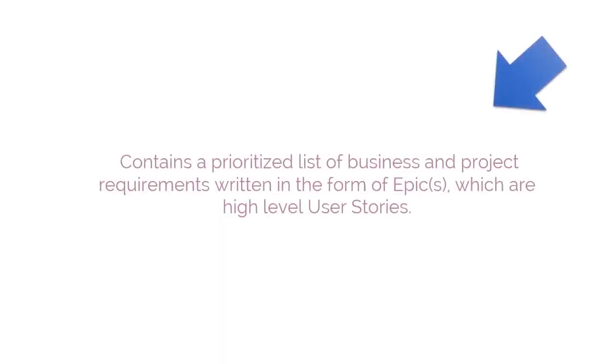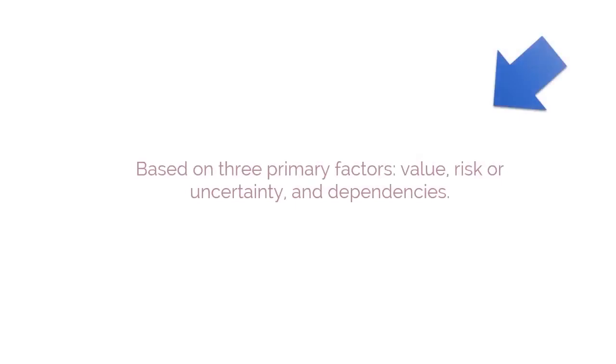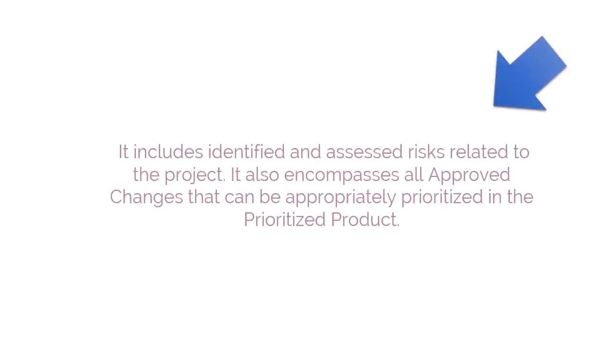The product owner develops a prioritized product backlog, which contains a prioritized list of business and project requirements written in the form of epics, which are high-level user stories. The prioritized product backlog is based on three primary factors: value, risk or uncertainty, and dependencies. It is also referred to as the risk-adjusted product backlog, since it includes identified and assessed risks related to the project. It also encompasses all approved changes that can be approximately prioritized in the prioritized product backlog.